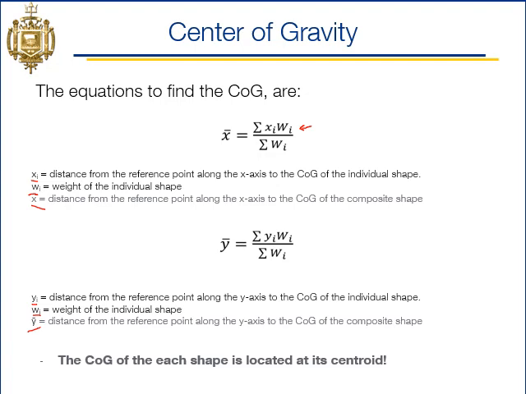So of note here, center of gravity of each shape is located at the centroid of each individual shape, right? So if you have a rectangular piece of steel and it's got a weight of 10 pounds, then the center of gravity of that rectangle is going to be also at the center of area.